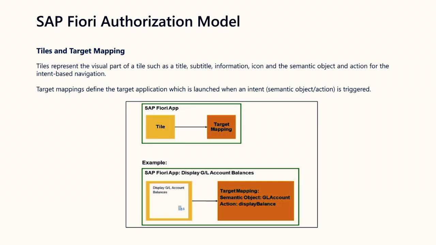However, a tile can't work alone. It needs a target mapping. This is the configuration that defines exactly which application launches when that intent, that semantic object and action, is triggered. Whether you are clicking a tile, a link, or navigating between apps, the target mapping is what makes the connection happen.